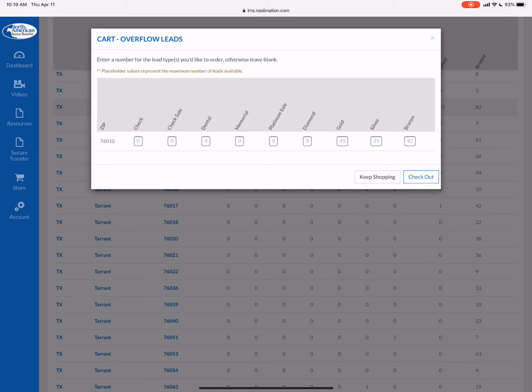Another thing I'll do when I see that 76010 has a lot of gold, silver, bronze leads is that's where I'll place my champ check lead order. Every new agent, champ checks are how you should start, in addition to gold, silver, bronze leads and overflow leads. So I would place my champ check lead order for 76010 so I can get 10, 15 fresh leads coming in that area.